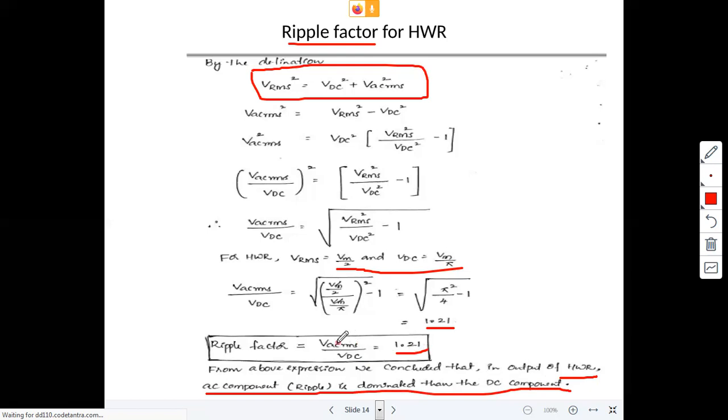That indicates the AC component is greater than the DC component. That means the half wave rectifier output consists of AC components that are greater than the DC components. Remember this: every rectifier output consists of AC components, but in the half wave rectifier the AC component dominates the DC component. That's why you get a value greater than 1, 1.21. Greater than 1 means the AC component is greater than the DC component.